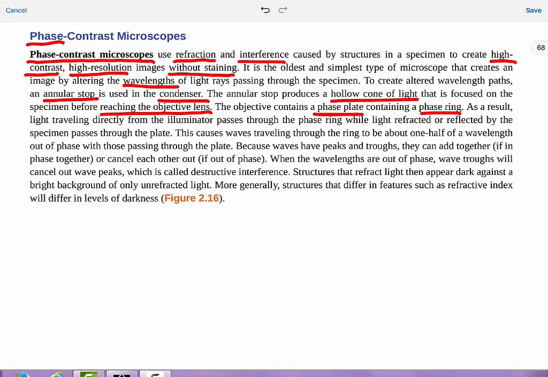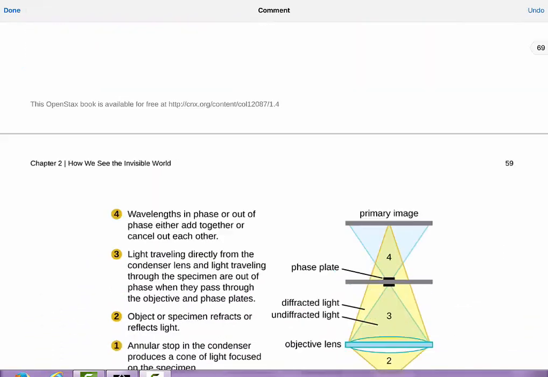As a result, the light traveling directly from the illuminator passes through the phase ring, while light refracted or reflected by the specimen passes through the plate. Let's see if we can scroll down here.